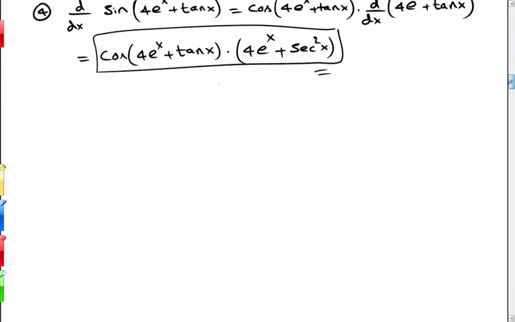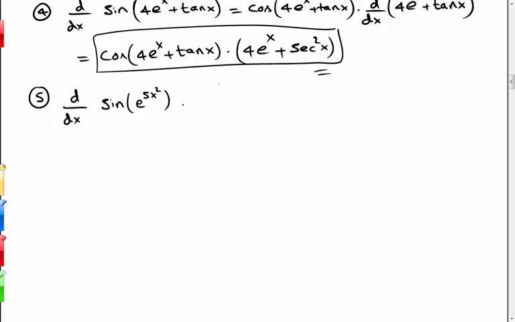I'm sorry. Let me make up another one. Let me add a little complexity to this one, as in d dx of sine of e to the 5x squared. Okay, d dx of sine of e to the 5x squared.